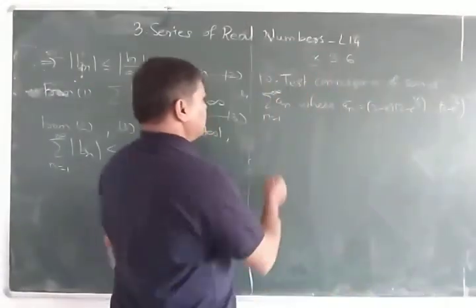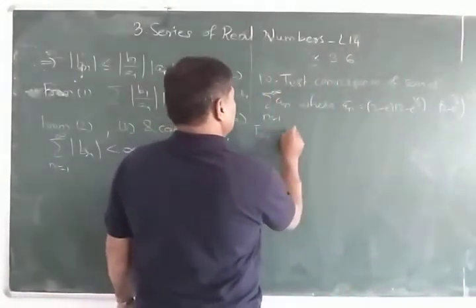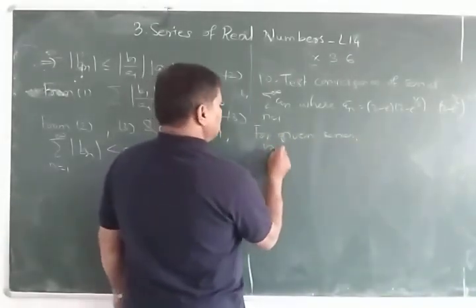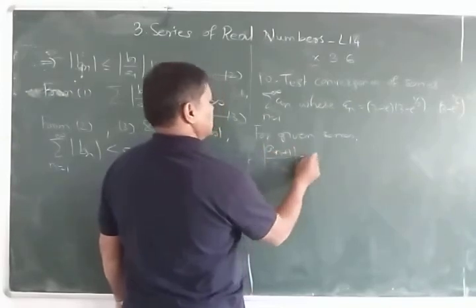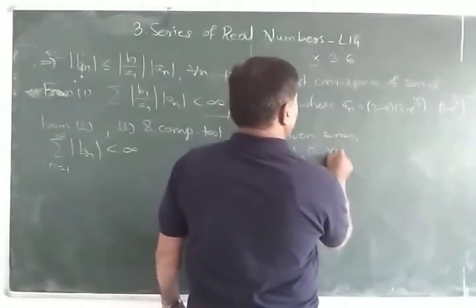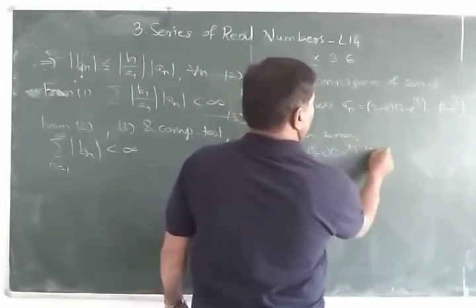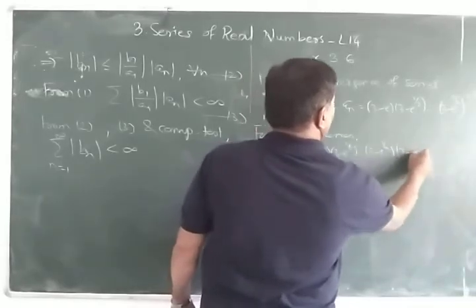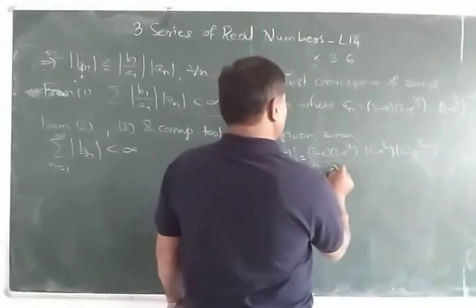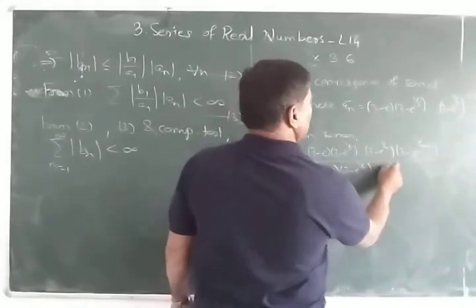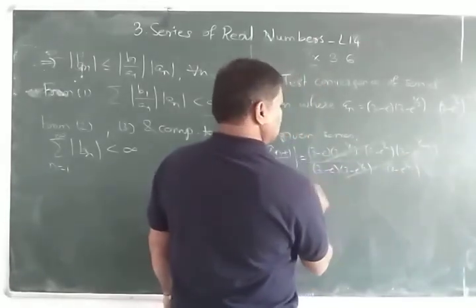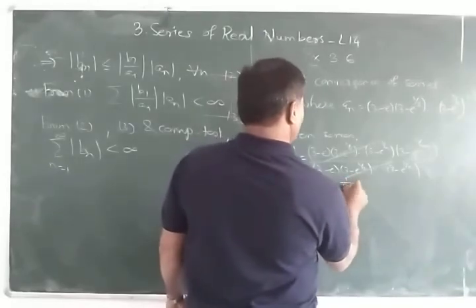So for the given series, mod of a_{n+1} upon a_n will become 3 minus e raised to half and so on, 3 minus e raised to 1 by n, 3 minus e raised to 1 upon n plus 1, upon 3 minus e raised to half and so on, 3 minus e raised to 1 by n. These terms get cancelled, which is equal to 3 minus e raised to 1 upon n plus 1.